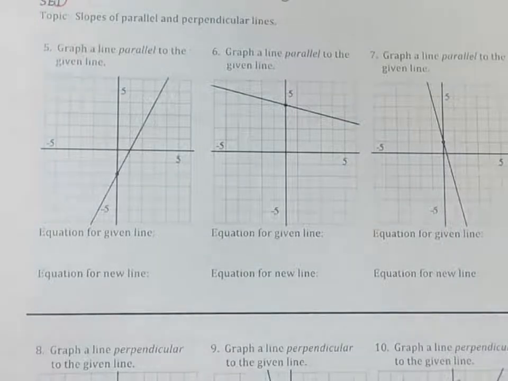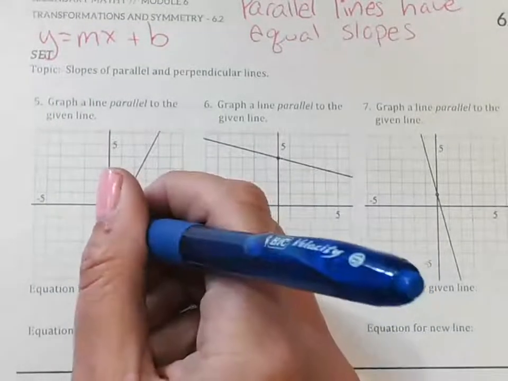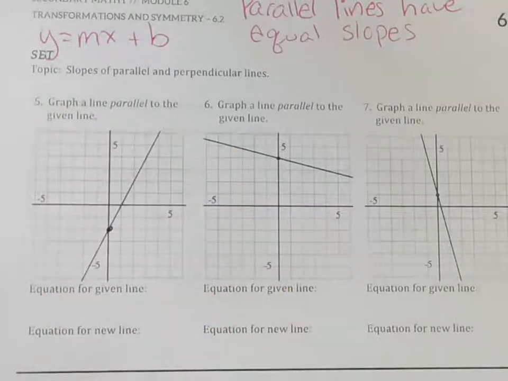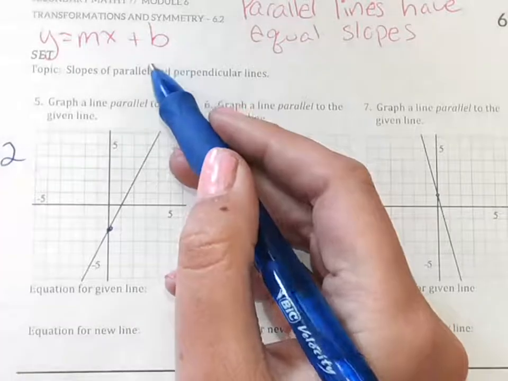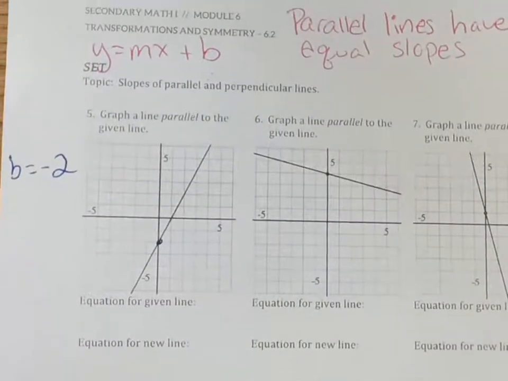B is my y-intercept. Oh, you can't see it. B is my y-intercept, which is right here. So B is equal to -2. All right, we have that part of the equation. B is -2. So we just need to figure out our slope.